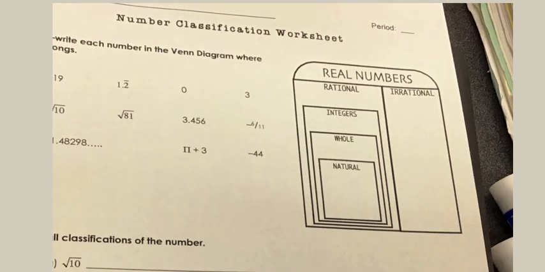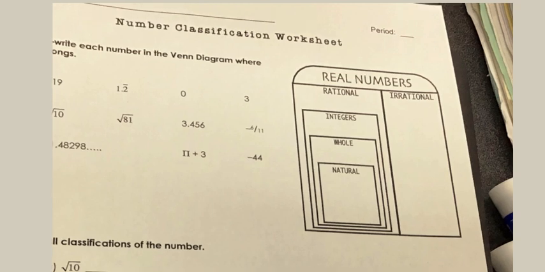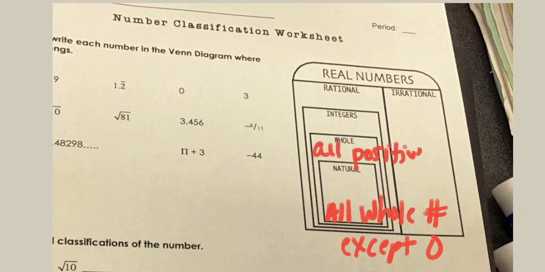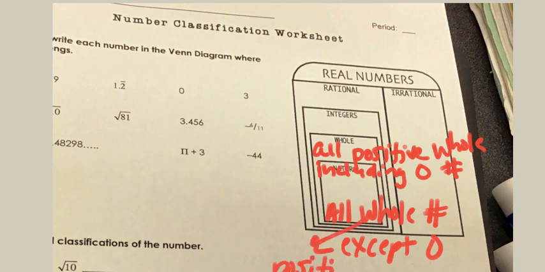Again, remember, naturals are all positive whole numbers except 0. I should have said down here, all positive whole numbers except 0. Whole numbers are all positive numbers, including 0.